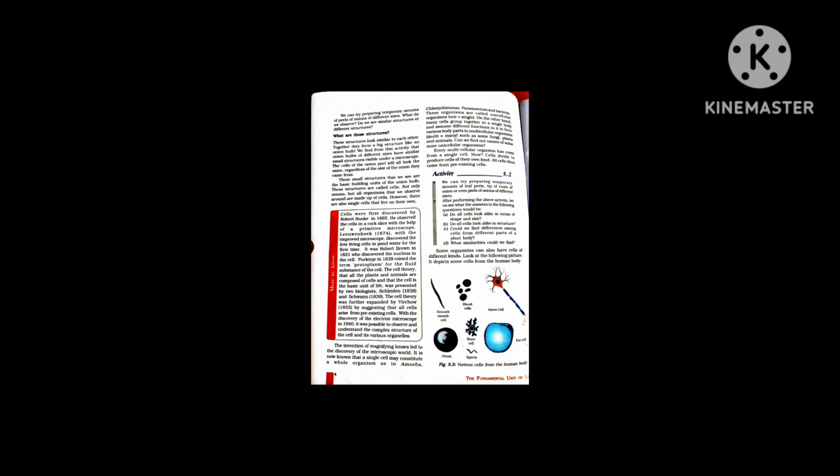We have some more information. We can try preparing temporary mounts of peels of onions of different sizes. What do we observe? Do we see similar structures or different structures? If you take any size of onion, any side of the peel, will we observe similar structures or different structures? The onion is the same, but the size is different. Every onion has the same structures, right? So the answer is similar structures.